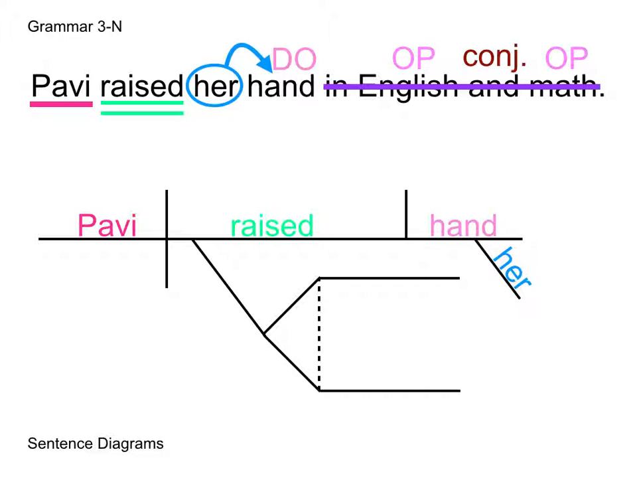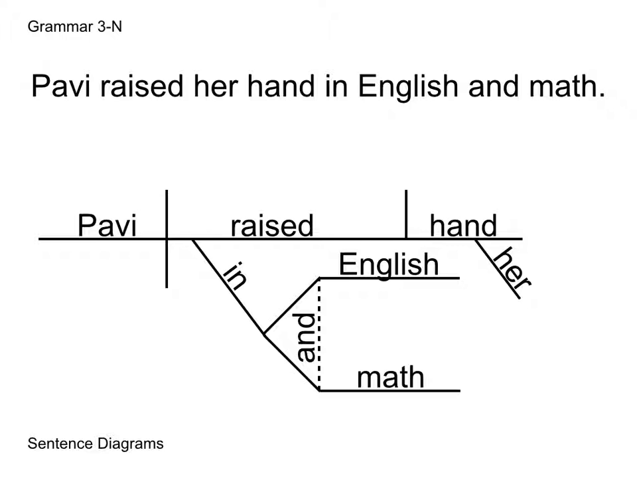So now we have our first half of the sentence, and now we just have to put in all of our little pieces for the prepositional phrase. Remember, the preposition goes on this nice diagonal line. And then English and math are our two different OPs. And then we have our conjunction that puts those together, that connects them. And that's how you're going to diagram the sentence, Pavi raised her hand in English and math.